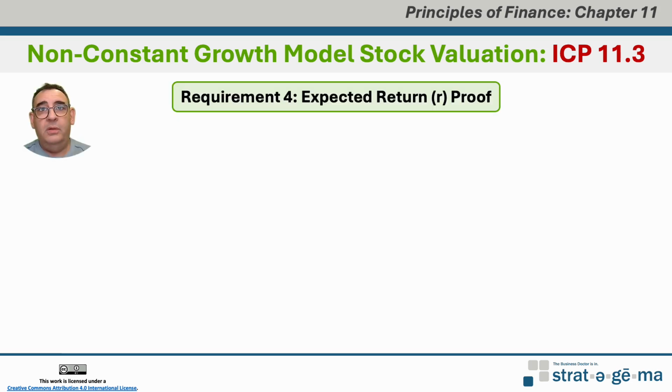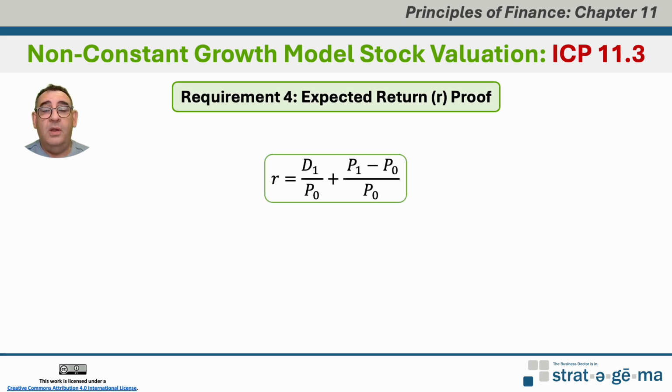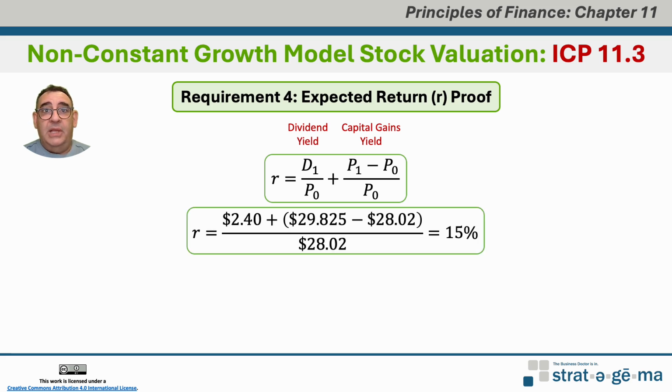For requirement 4, to prove the expected return, we're going to pull that formula that we had before, where R equals D over P0 plus P1 minus P0 over P0, and this is the dividend yield and the capital gain yield. We can combine them as well to where we have D1 plus P1 minus P0, all divided by P0. R is $2.40, that's D1, plus the P1 stock price of 29.825 minus the P0 stock price of 28.02, divided by 28.02, that's 15% in total.